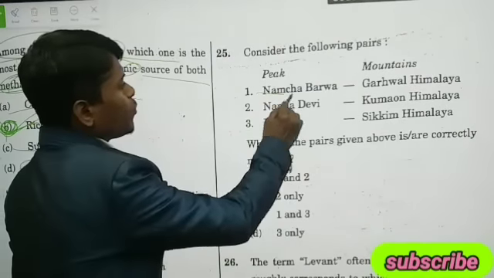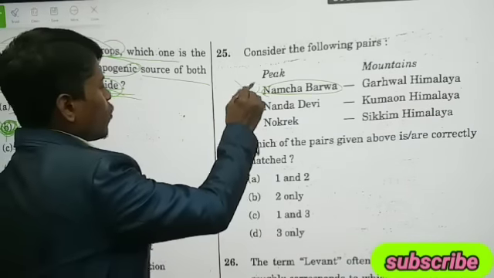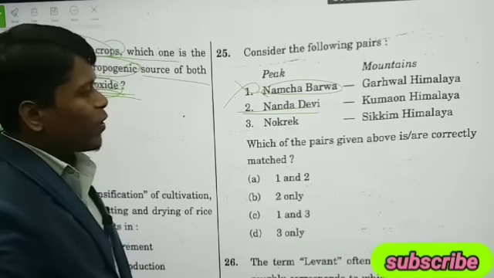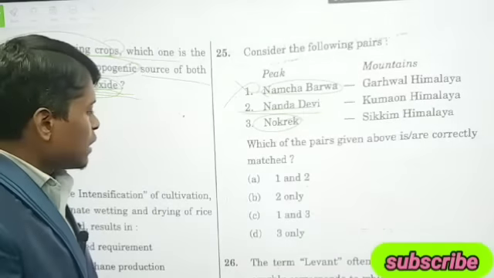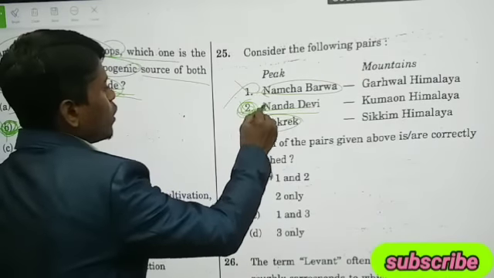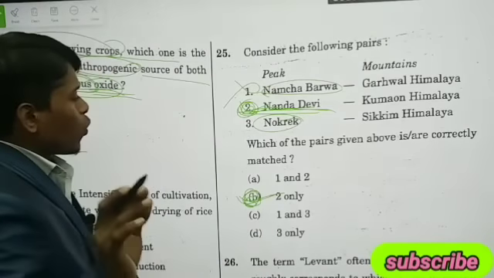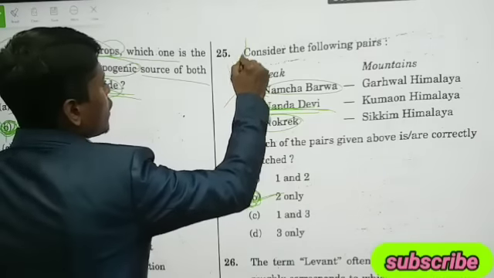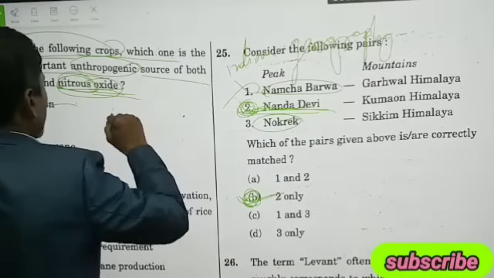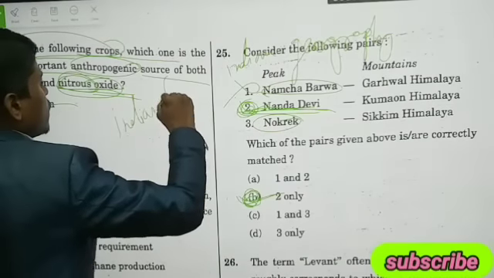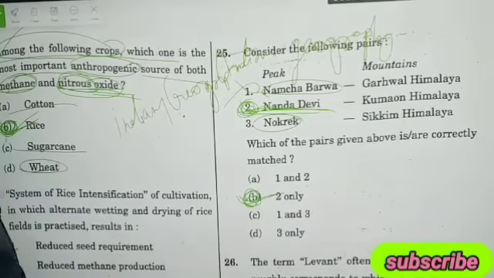Consider the following pairs. Namcha Barwa, Garhwal Himalaya, not correct. Nanda Devi, Kumaon Himalaya. Nokrek, Sikkim Himalaya, no. The correct option is 2, option B. These are questions of Indian geography, questions 21 to 25.